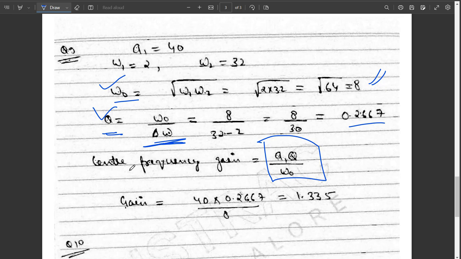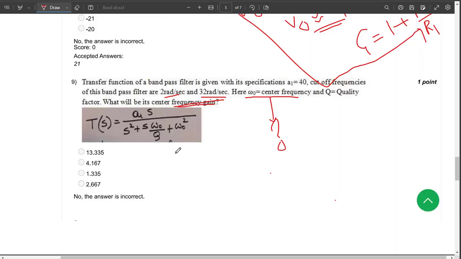Ma'am, how is the formula coming? The center frequency gain is given in the first. Ma'am, I am going to explain this. Okay, go ahead. Ma'am, can I explain this? Yes, go.